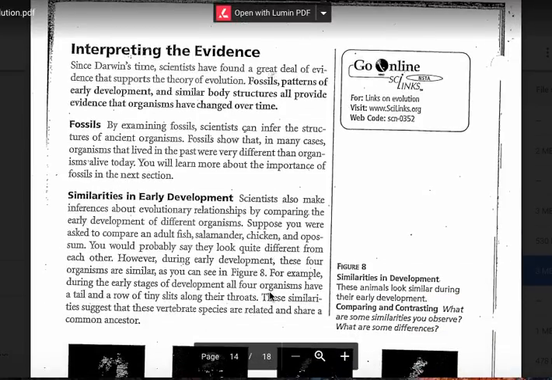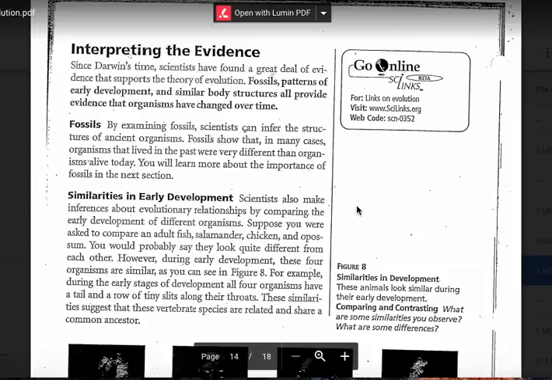All right, interpreting the evidence. Since Darwin's time, scientists have found a great deal of evidence that supports the theory of evolution. Fossils, patterns of early development, and similar body structures all provide evidence that organisms have changed over time. Big key point, remember in the key concepts? These are the three things they're saying are the pieces of evidence. Fossils. By examining fossils, scientists can infer the structures of ancient organisms. Fossils show that, in many cases, organisms that lived in the past were very different than organisms alive today. You will learn more about the importance of fossils in the next section.